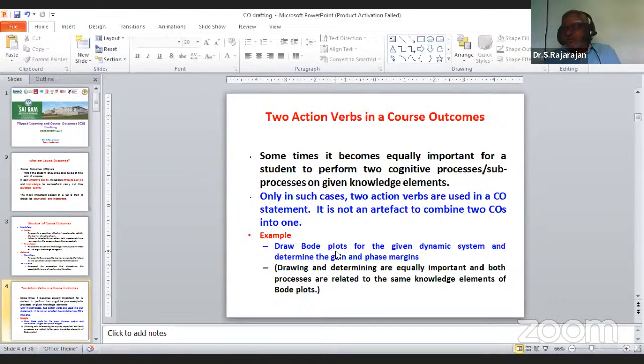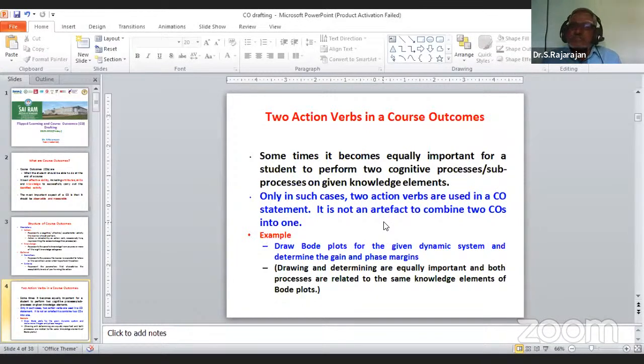After completing this particular unit or syllabus, the students have to be able to draw the Bode plots, and they can easily determine the gain and phase margins of the system. This is how we can concatenate one or two action verbs. This is also possible. So the first point is the action verb.